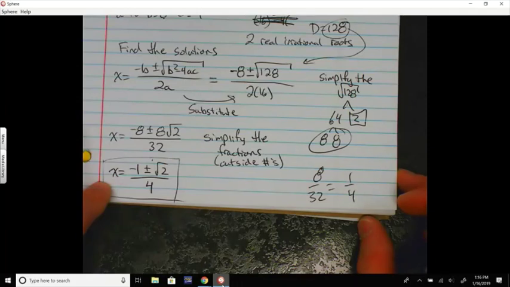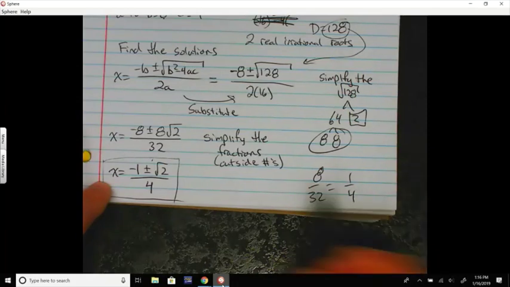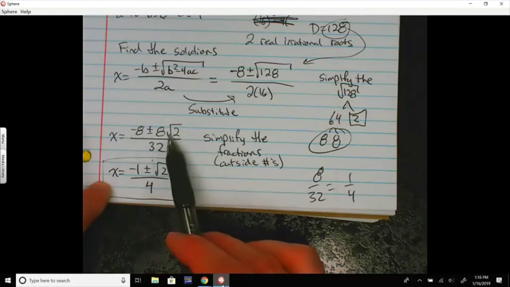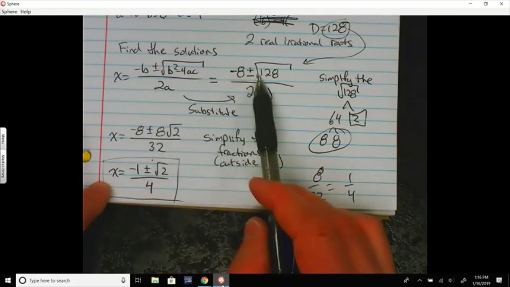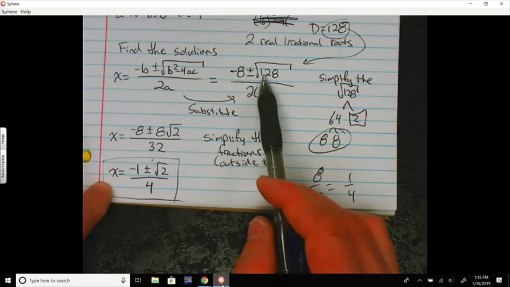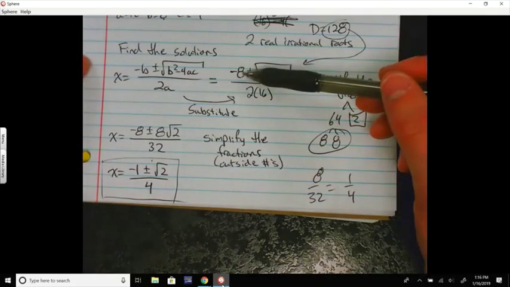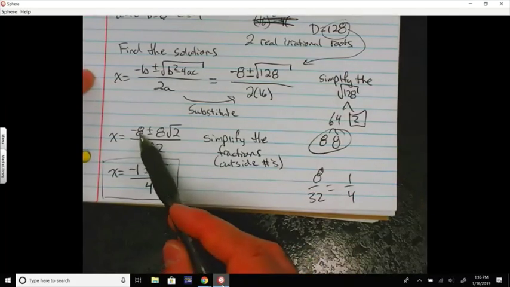What's that? This one? That came from over there from simplifying. No, it's just the bottom. Why is it a negative? Because it was a -8 divided by 8.